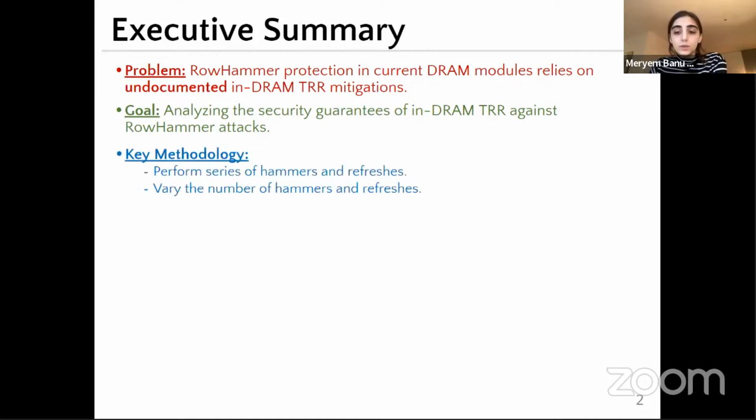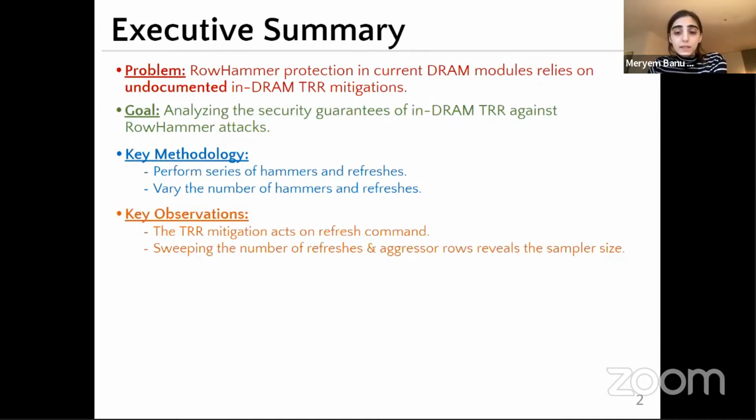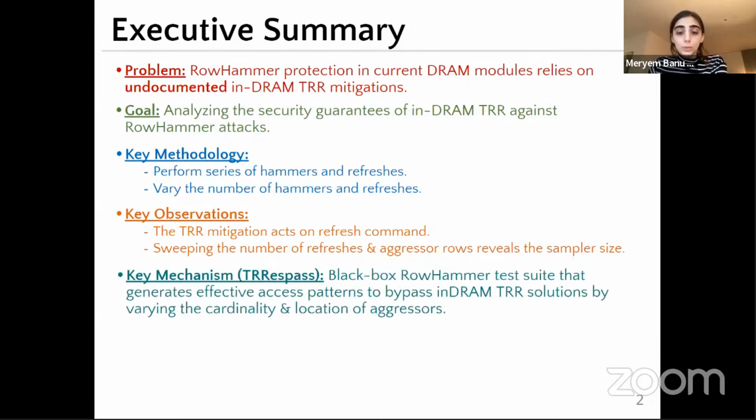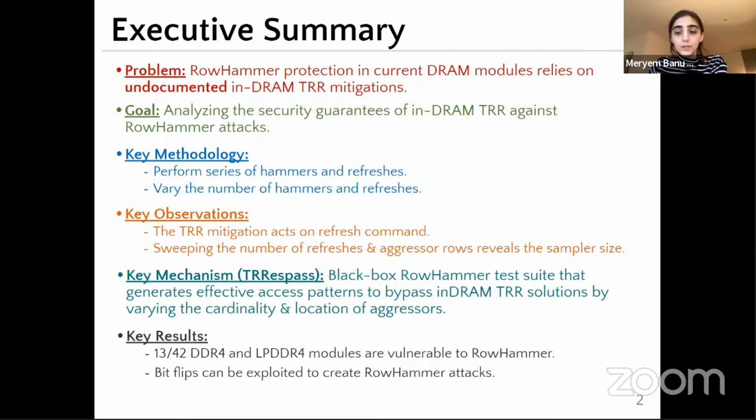The methodology to analyze security of in-DRAM TRR is to perform a series of hammers and refreshes while varying the numbers. These experiments led to several key observations, such as the TRR mitigation present in DRAM modules acts on refresh command, and we can see how many aggressor rows TRR can detect by sweeping the number of refreshes and aggressor rows. The authors proposed TRRespass, which is a black box test suite that automatically generates effective access patterns to bypass in-DRAM TRR mitigation mechanisms. The evaluations of TRRespass demonstrated its ability to create bit flips in 13 out of 42 DDR4 and LPDDR4 modules tested.